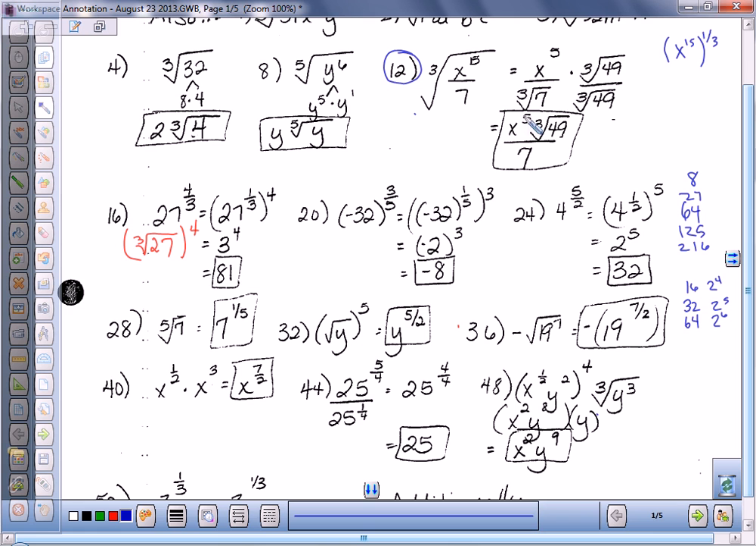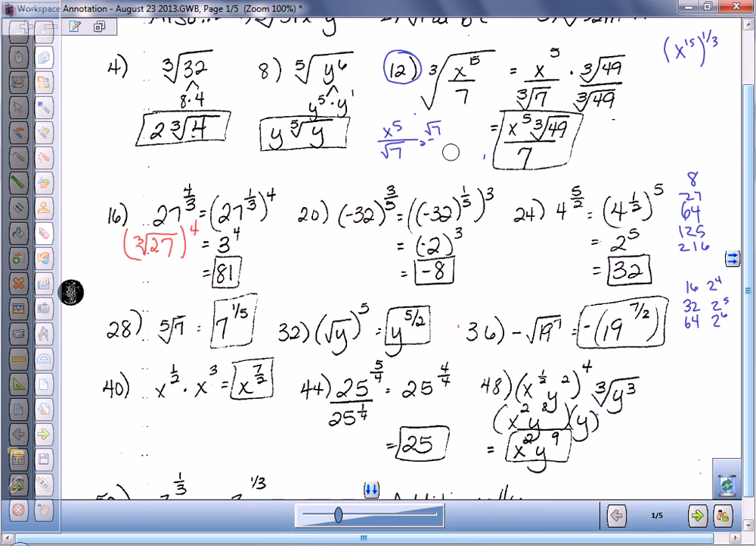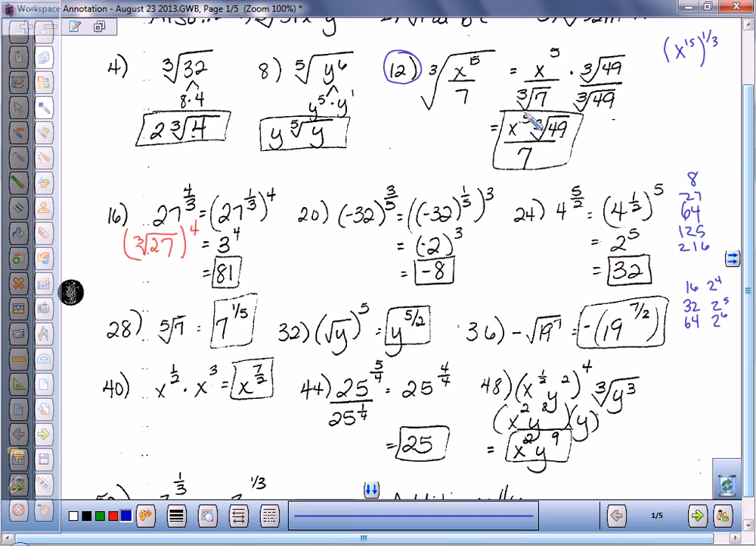Now, it was so simple. If this were just x to the 5th over the square root of 7, we would just multiply it by square root of 7 over square root of 7. Because the square root of 7 times the square root of 7 is just the square root of 49, which is 7. So that was really simple for us. But this isn't a square root. This is a cube root. So to take a cube root, I need to have something to the 3rd power under the root, don't I?